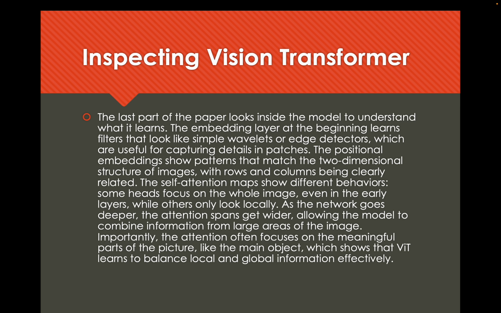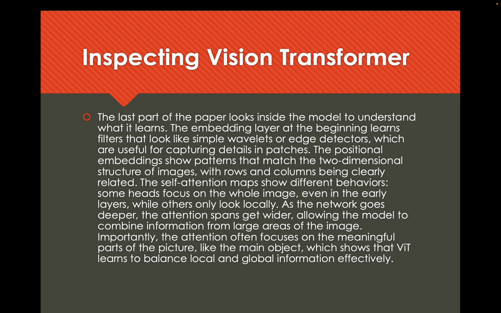Inspecting vision transformers. The last part of the paper looks inside the models to understand what they learn. The embedding layer at the beginning learns filters that look like simple wavelets or edge detectors, which are useful for capturing details in patches. The positional embedding shows patterns that match the two-dimensional structure of the image, with rows and columns being clearly related. The self-attention maps show different behaviors.